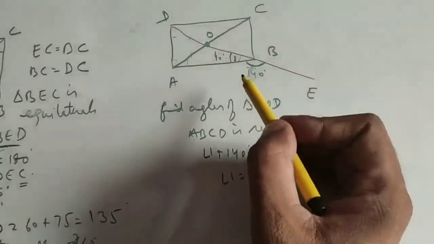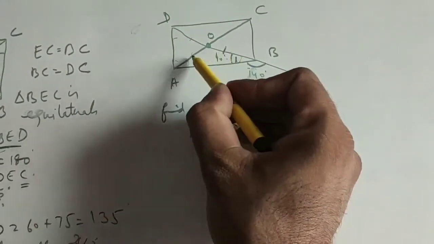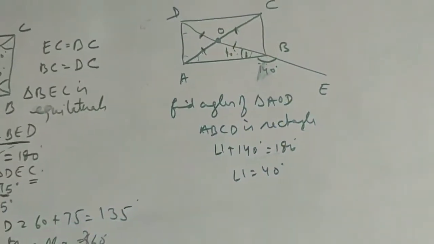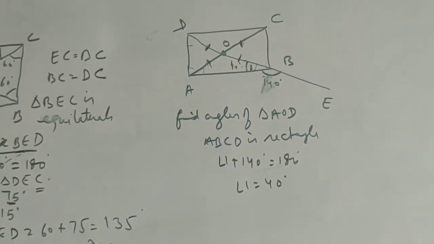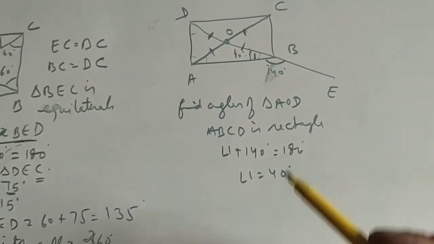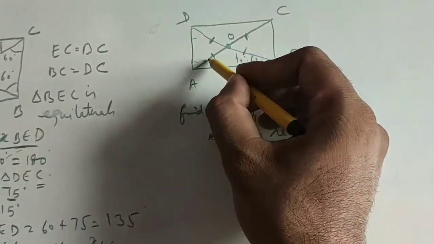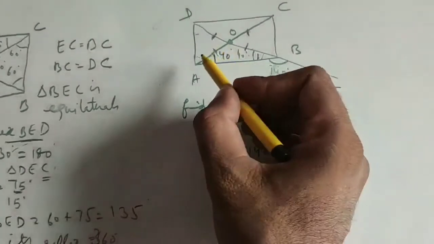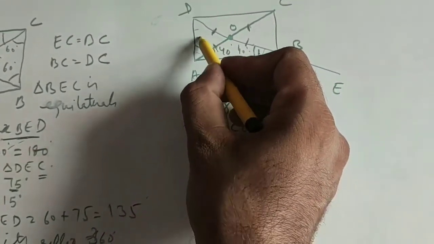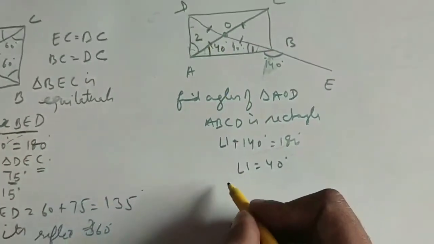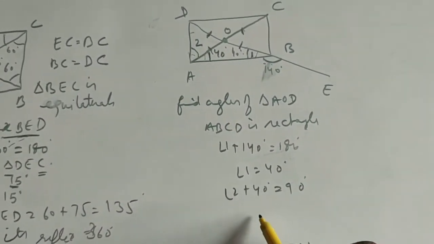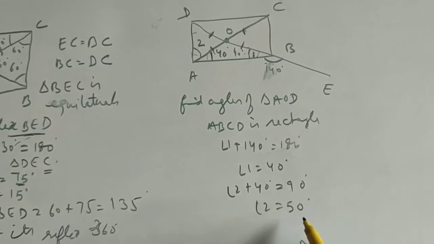So if angle 1 is 40, we know that OB, OA, OC and OD all are equal in case of a rectangle, because diagonals are equal and they bisect each other. So if this part is 40, this part is also 40, and if this is 40, then this angle, suppose 2, plus 40 must be 90 degrees, because this is the vertex angle of the rectangle. So angle 2 must be 50 degrees.